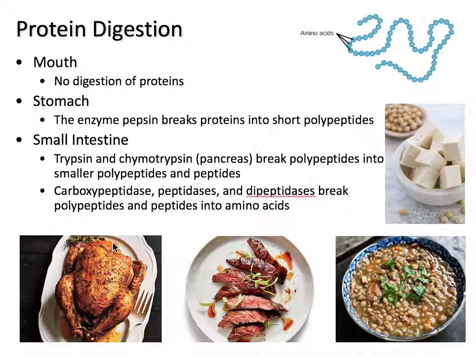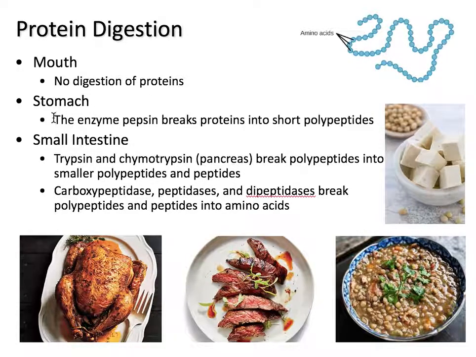The next macromolecule we're going to take a look at is the protein. Proteins are found inside of meats as well as other sources like lentils and tofu. If you remember, proteins are long chains of amino acids. So our goal in the digestion of proteins is to get down to these tiny little amino acid pieces. In the mouth, we don't digest proteins. No protein digestion occurs there.